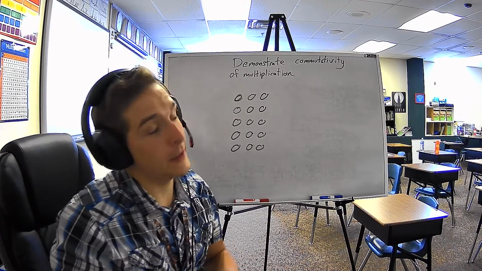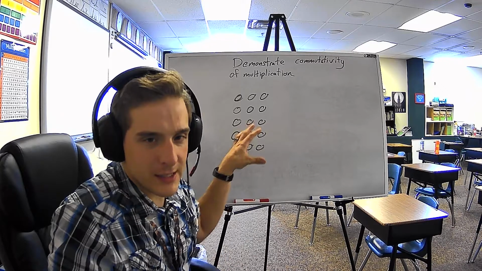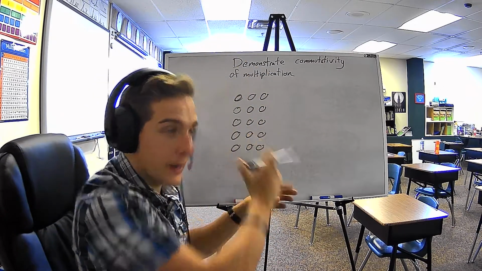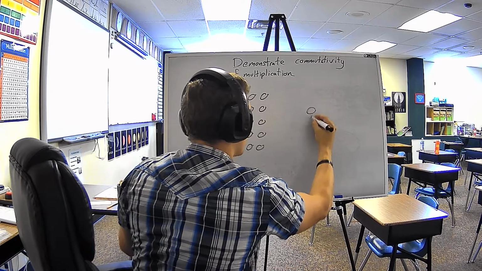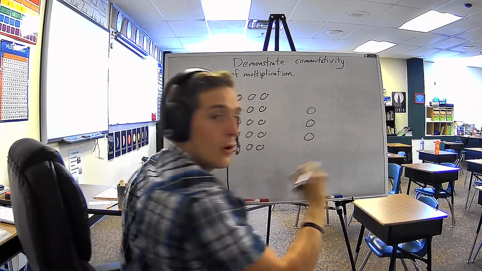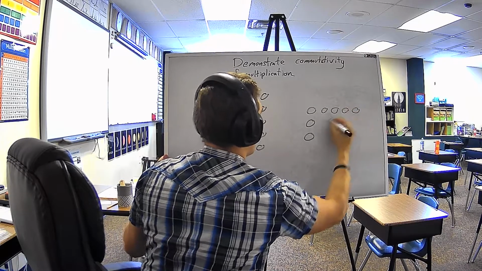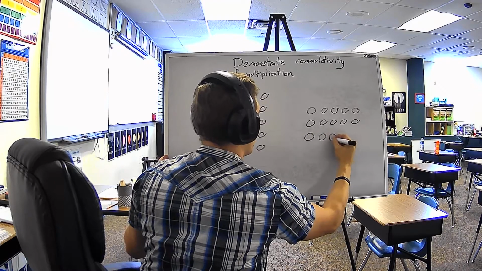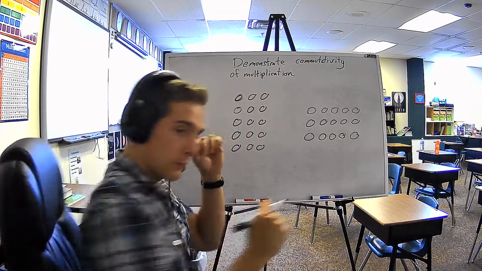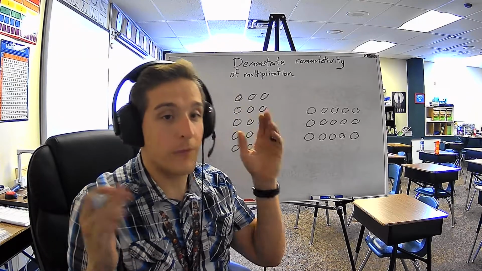Now, the next part of this question is make 3 groups of 5. So basically saying this, but turn it on its side. I can go ahead and do that over here. There's 3 groups, 1, 2, 3, with 5 in each group. So 1, 2, 3, 4, 5, 1, 2, 3, 4, 5, 1, 2, 3, 4, 5. And that's basically the entirety of that problem for the first part.